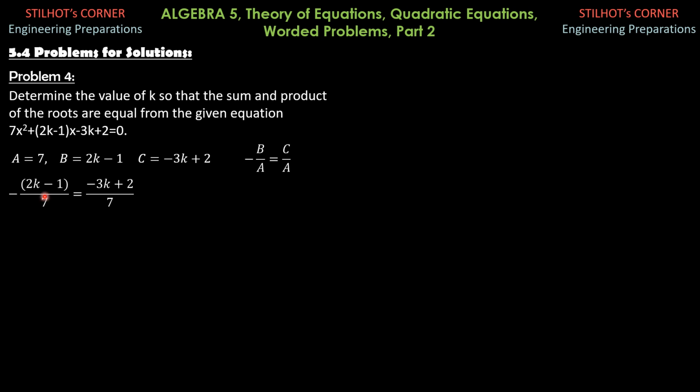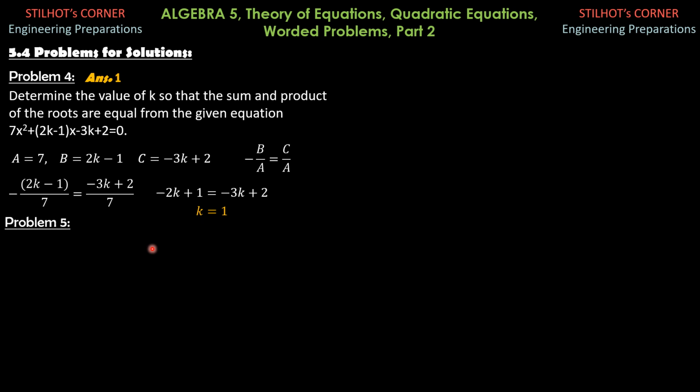Cancel out 7 and let's simplify the left side. The left side is negative 2k plus 1 and the right side is negative 3k plus 2. So simplifying, 3k minus 2k is k and 2 minus 1 is 1. Therefore, k is 1. So k is 1.